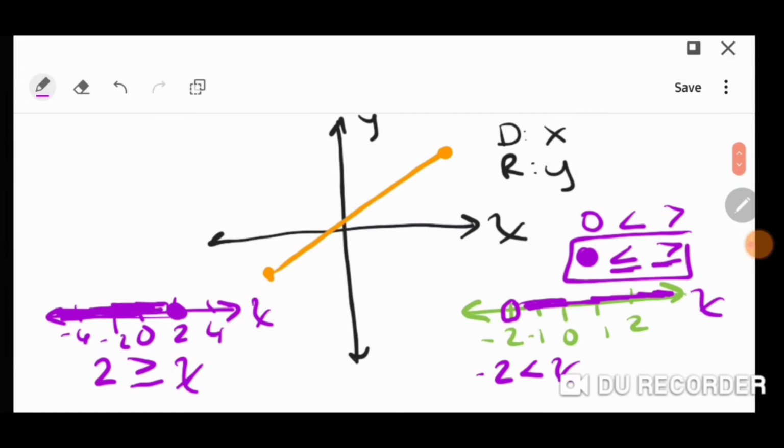So let's go back to our original example. So we have, change color, this line segment.